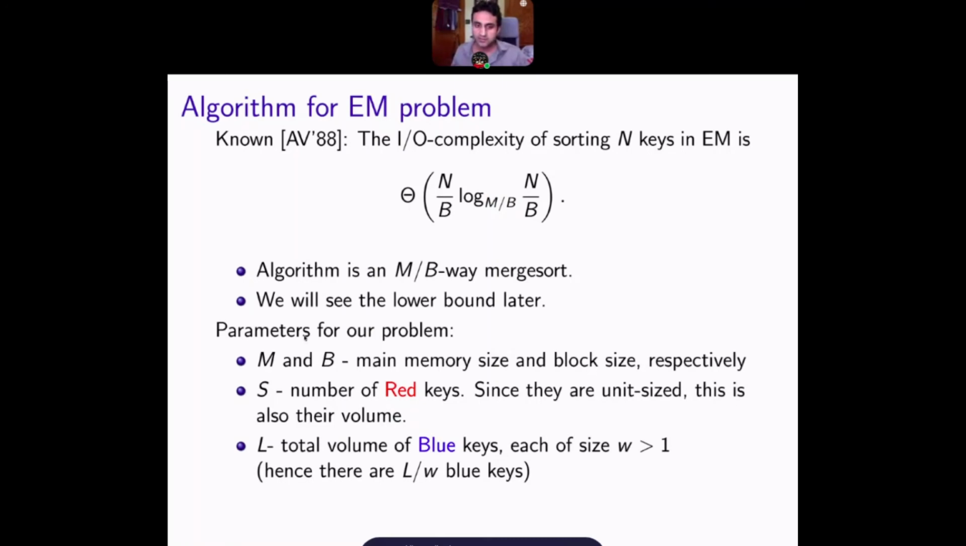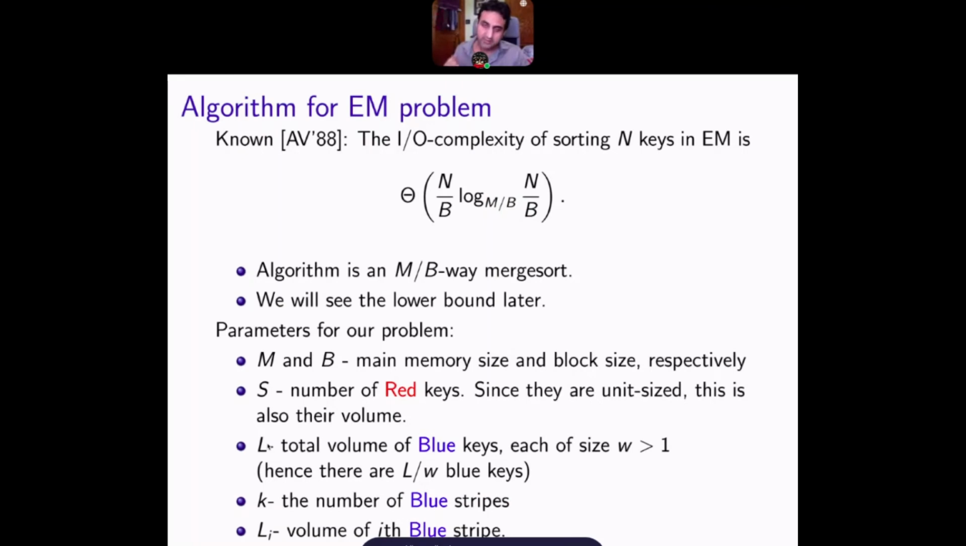Now, again, as I mentioned, we have two types of keys, small keys and large keys. So here are the parameters of our problem. M and B are as before, the external memory parameters, size of main memory and size of a block. S will be the number of red keys. And since the red keys are unit size, this is also their volume. L will be the total volume of the blue keys. So the blue keys are the large keys, where each key is size W. And so there'll be L divided by W many blue keys. L is the total size of the blue keys.